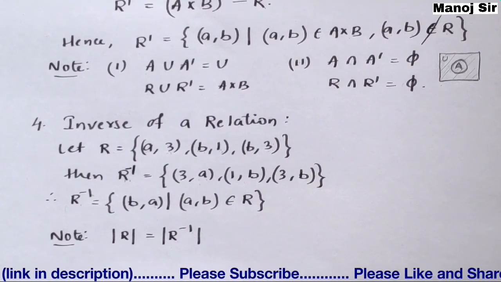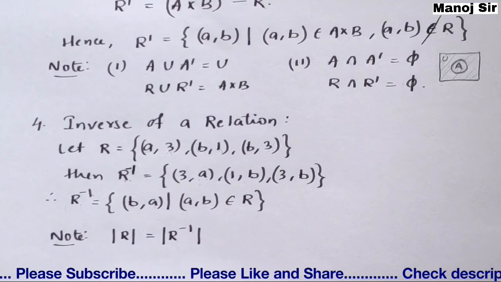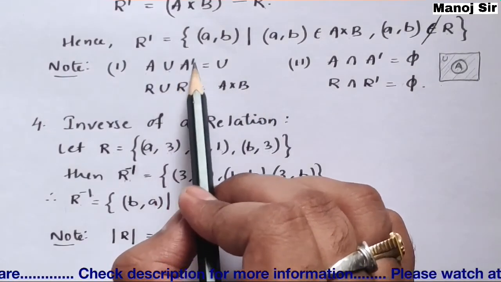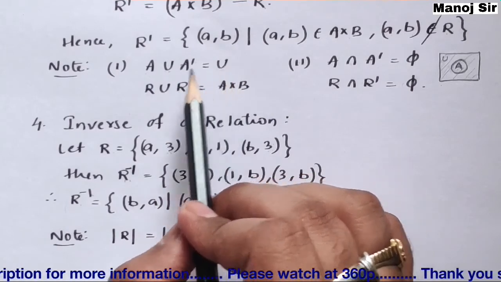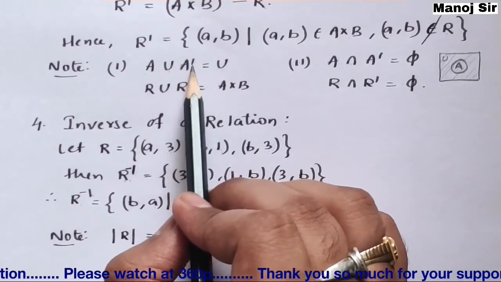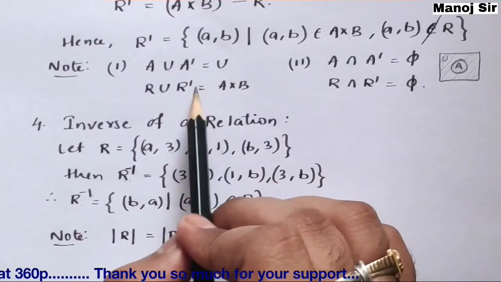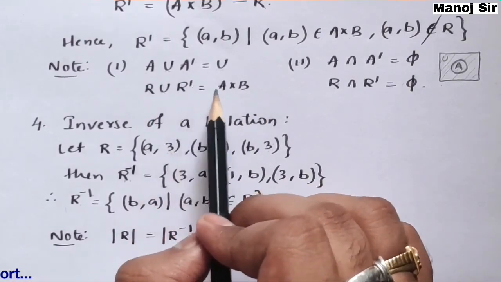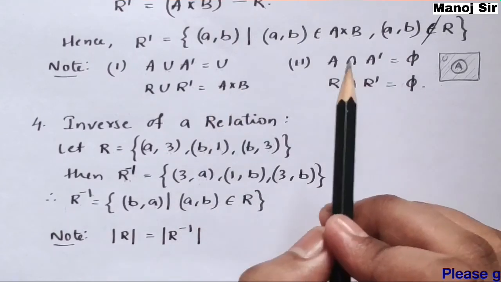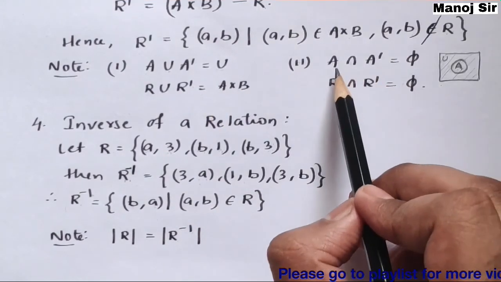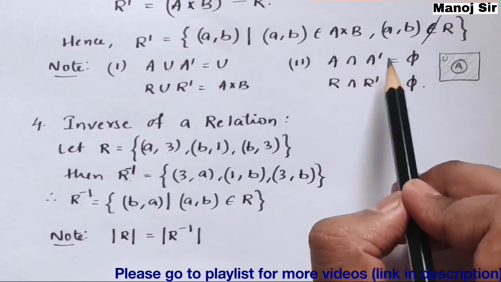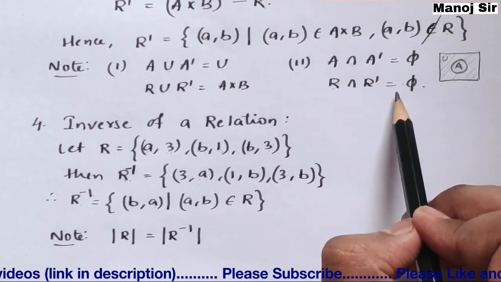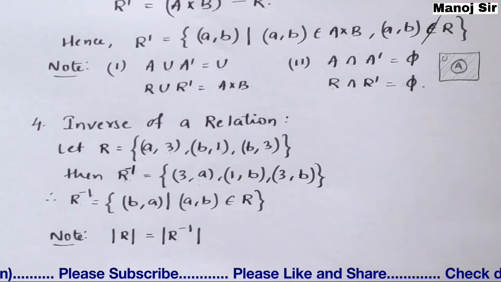So in this video, what is very important is that A union A dash equals the universal set, which we have already gone through in set theory. In the relation, you need to know that R union R dash gives A cross B. In the same way, in set theory A intersection A dash equals phi. So R intersection R dash again gives the empty set, phi.